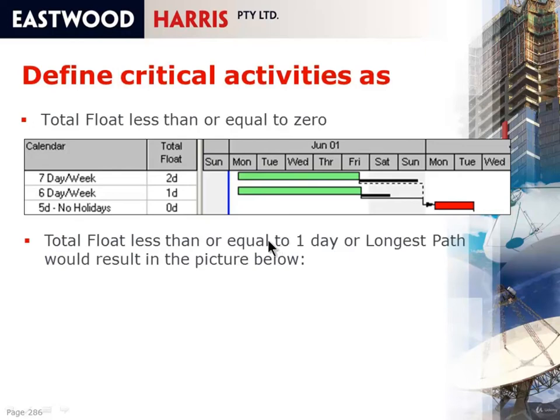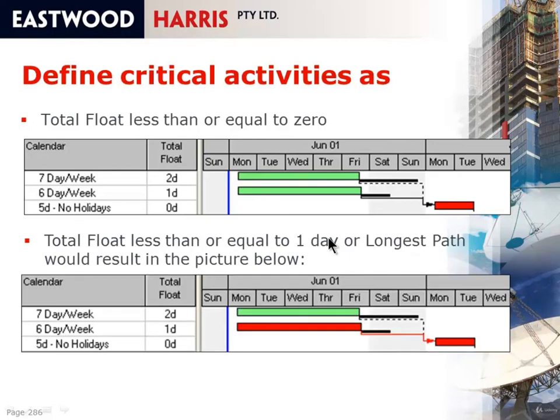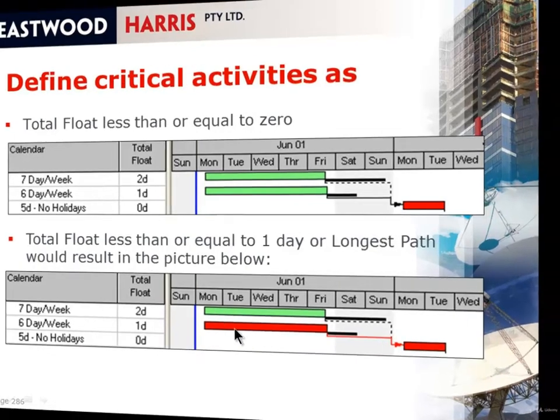You have an option of selecting total float less than 1 day or longest path, and this will result in the software picking a chain of events that has the shortest amount of float, or a chain of events where the float is 1 day or less. I generally recommend that you select longest path for schedules that have multiple calendars, and the longest path is calculated by finding the chain of events with the least amount of float in it.